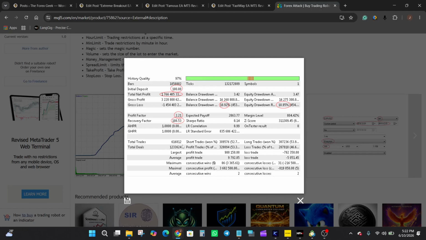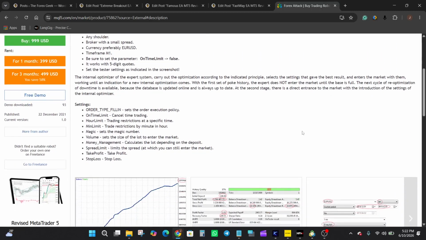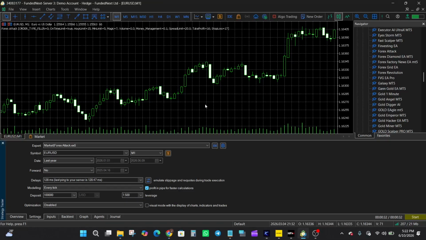616,812 total trades taken, and the percentage of profit trades were about 53.3%. Okay, so the custom period was 2014 to 2019, so that covered about 5 years of data for the backtesting. And let's just head over to our strategy tester so we can also see how the EA performed over the past 5 months using 2026 market data.